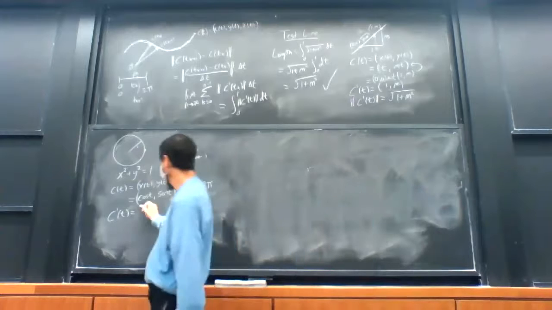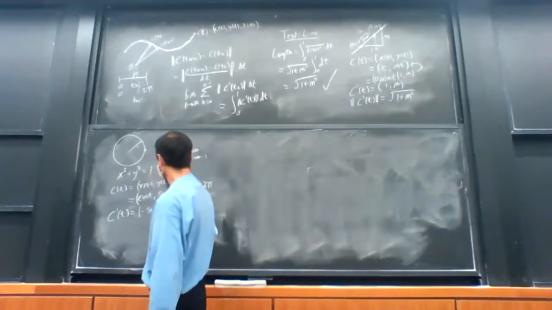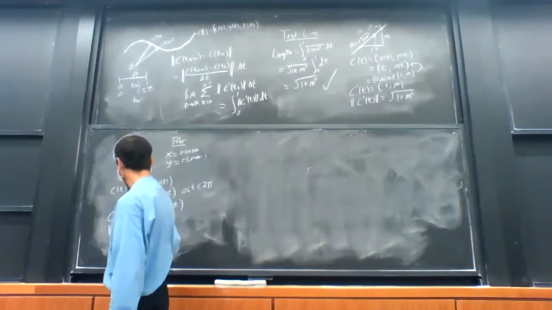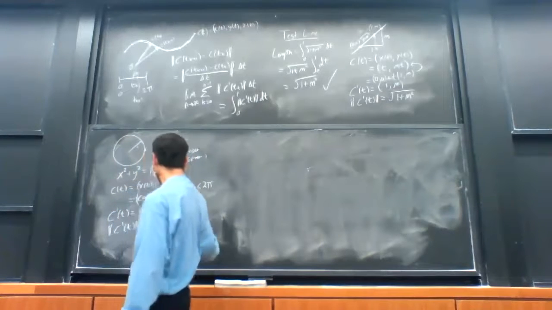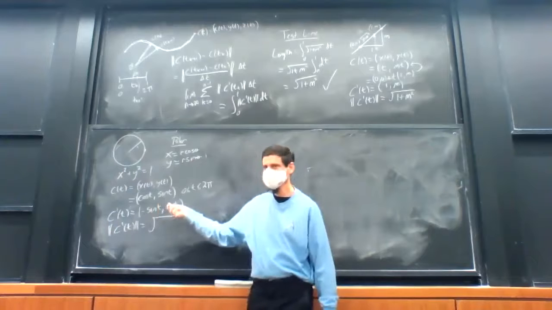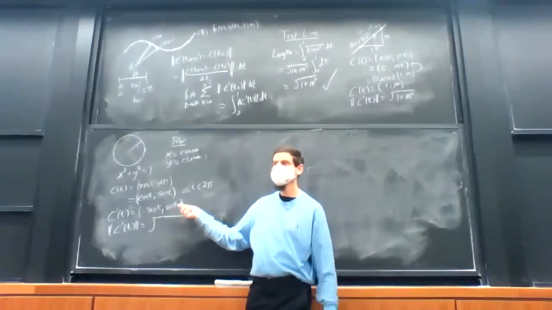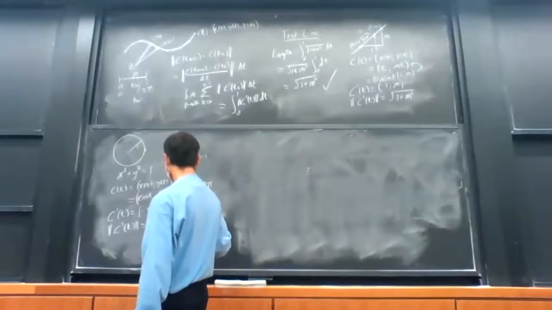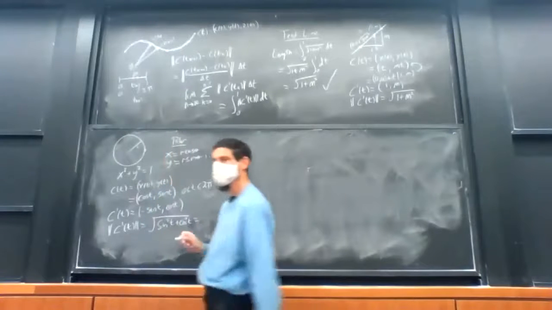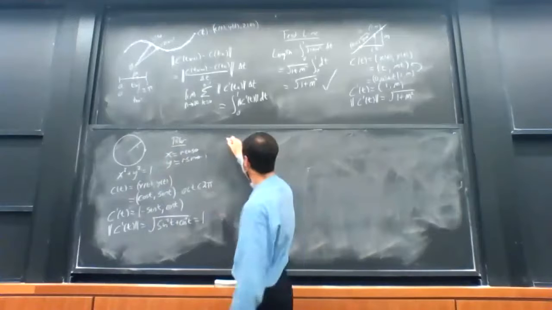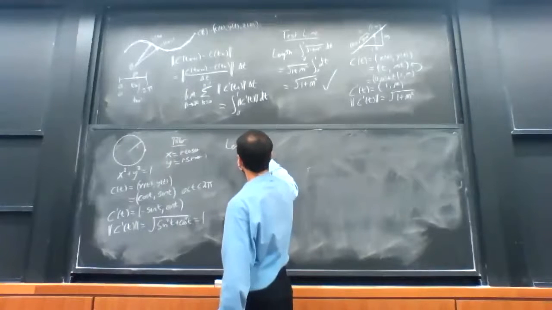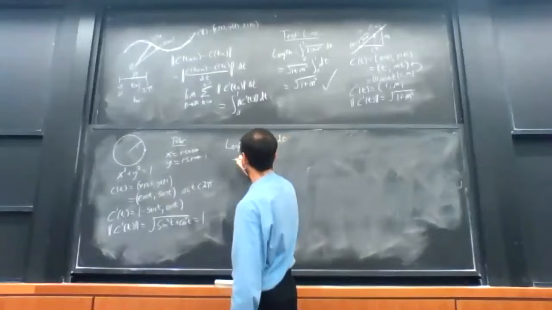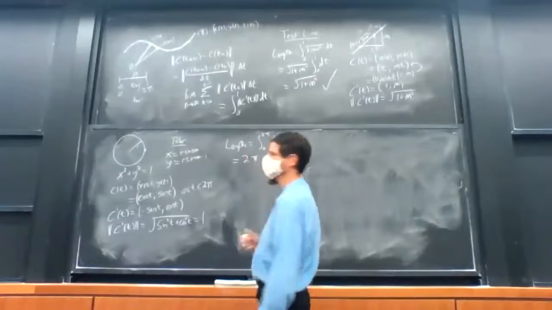So negative sine of t. And now we want the length of c prime of t. So it's the square root of negative sine squared plus cosine squared. What's sine squared plus cosine squared? It just equals 1. So we get that the length is the integral from 0 to 2 pi of 1 dt.